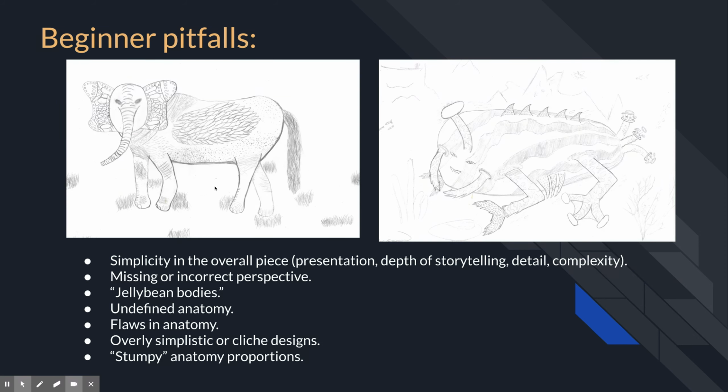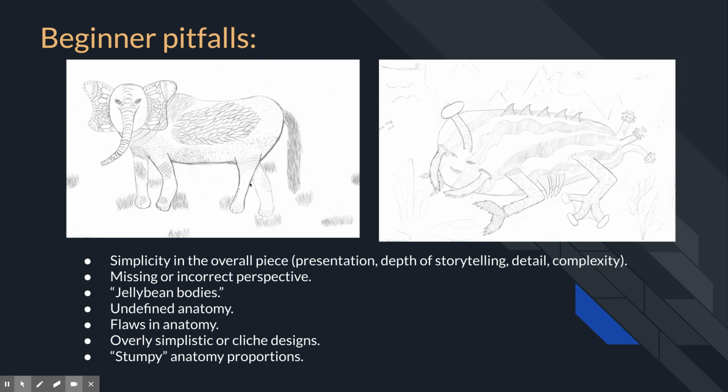Be very careful with undefined anatomy. So, for example, where do these limbs end? Where do these fins end? Right? Where do these limbs end over here? We need to see what the anatomy is, where it starts and where it ends. Flaws in anatomy. Notice how the back leg on this animal is longer than the front leg. Notice there are no joints on it. Major issues we need to be mindful of.